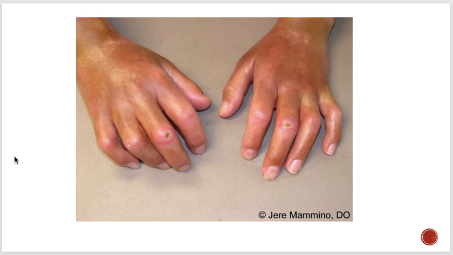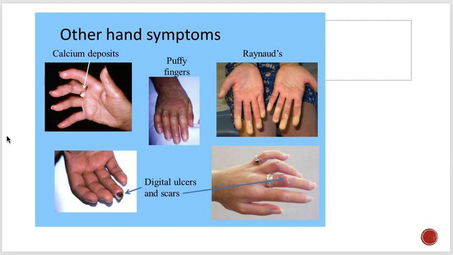Okay, so all these are the features of systemic sclerosis. So they have puffy fingers. See, this is Raynaud's phenomenon. You can see the whitish skin over here. You see, these ones are the digital ulcers and scars. Okay, so these are all the features of systemic sclerosis. Now, I am just talking about the features of the skin.